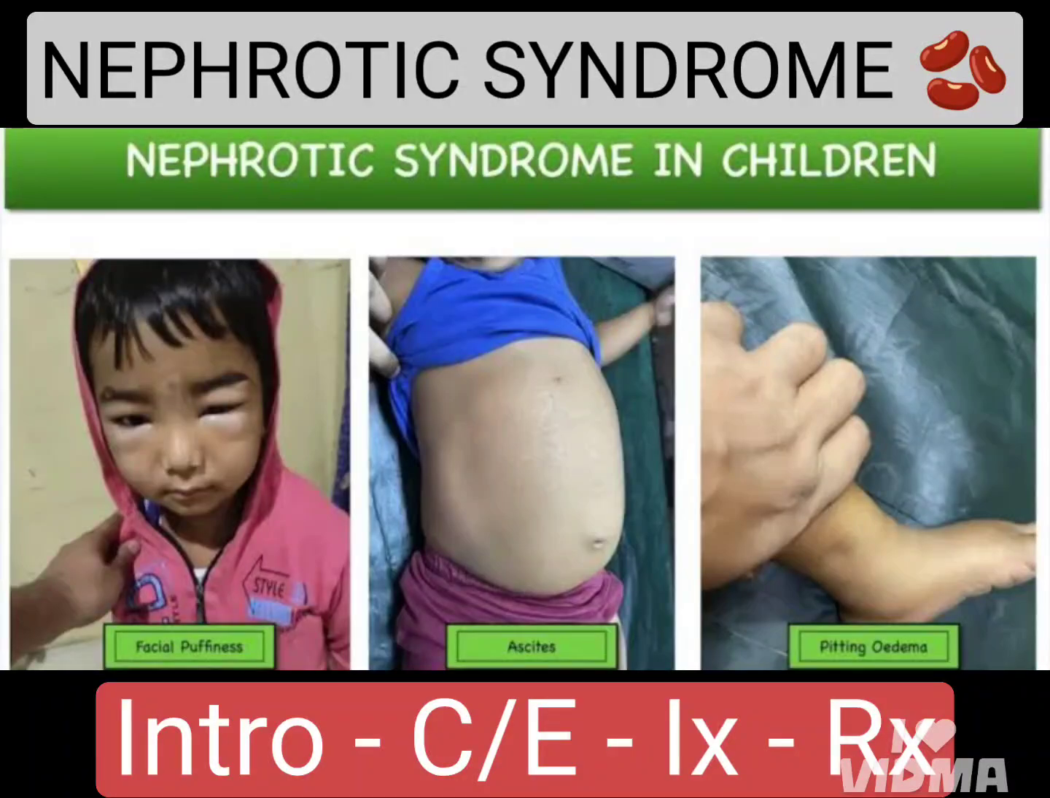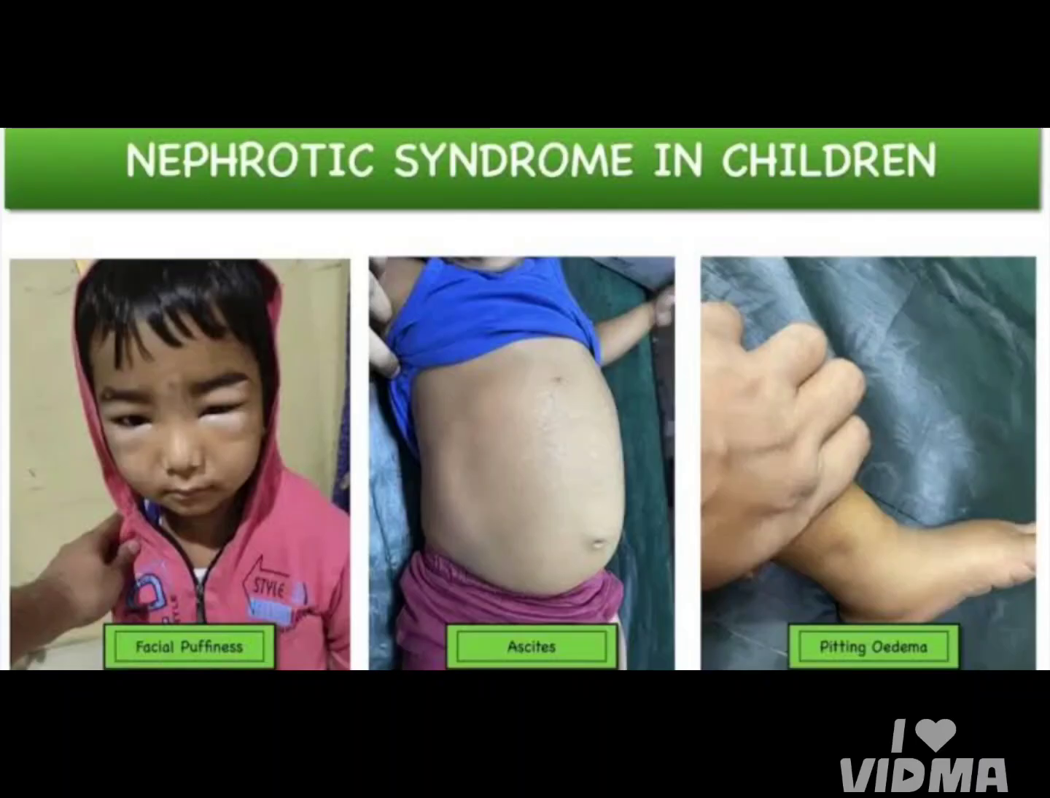Here we will be discussing nephrotic syndrome. The topics are: introduction of nephrotic syndrome, C/E means clinical features and examination, IX means investigation, and Rx means treatment of nephrotic syndrome.